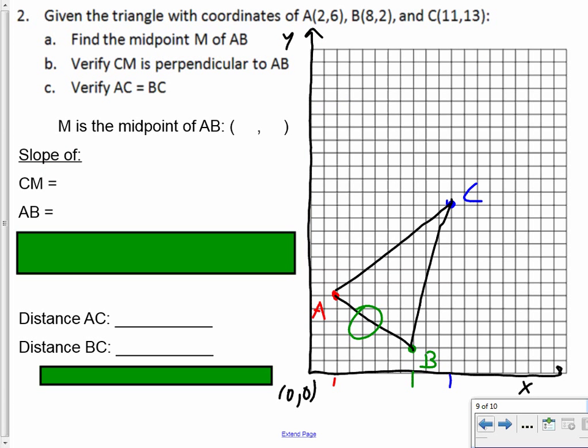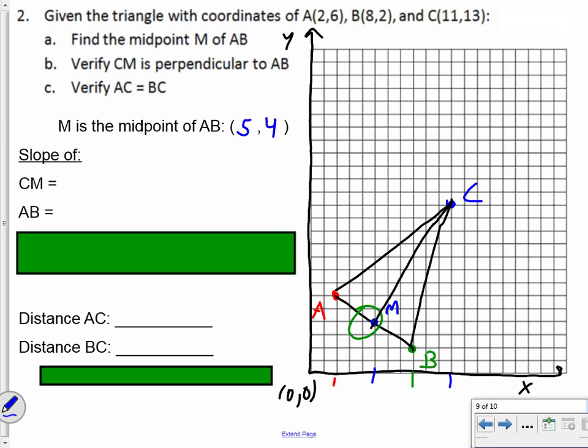So we can go back and plot that on here. 1, 2, 3, 4, 5, right here, up 1, 2, 3, 4, right there. That's where M is at. I suppose I can write that here too: (5, 4). Now, if I were to connect this CM, I have this spot here. I need to find the slope of CM and the slope of AB.